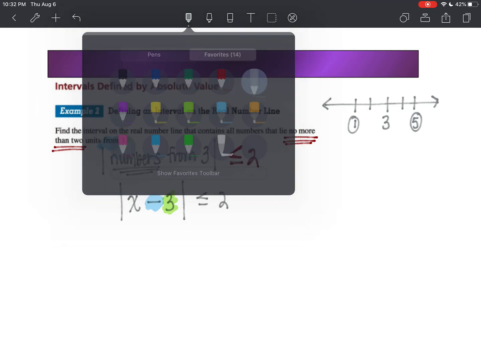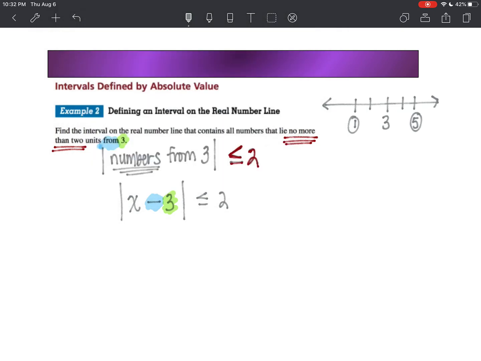Now how do we solve this? Let's just solve this to check to make sure we know how to algebraically get 1 and 5. Well, the absolute value of x minus 3 is less than or equal to 2. You did this in college algebra. You rewrite. Less than is an and. So we're going to rewrite this. x minus 3 is less than or equal to 2, and x minus 3 is greater than or equal to negative 2.